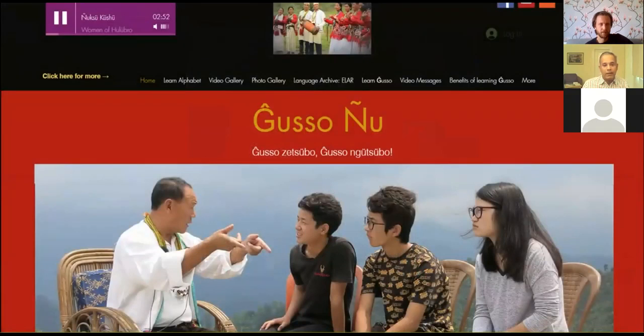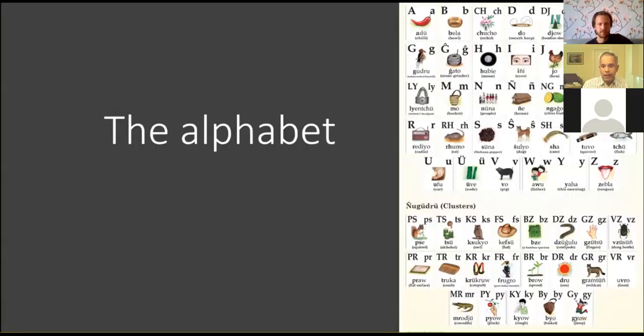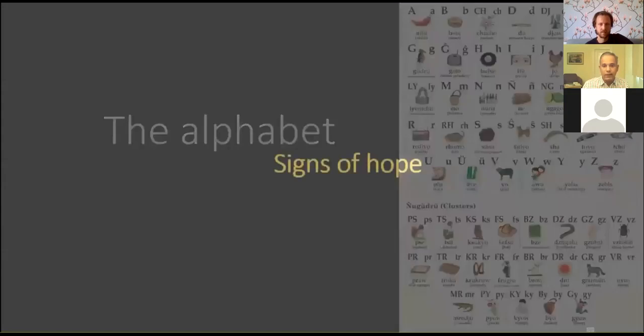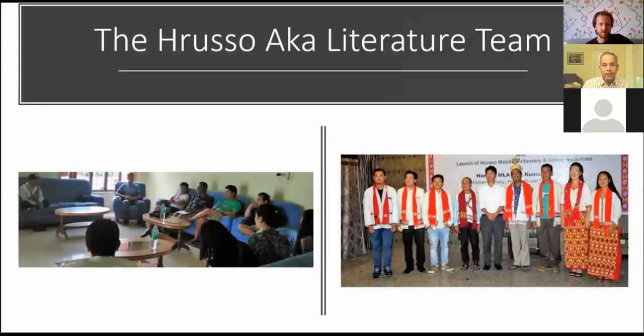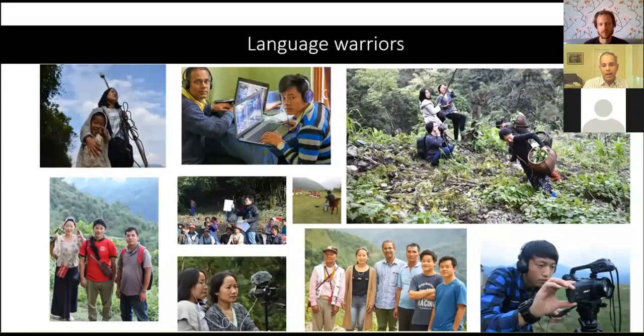This is our Hrusso website. In a rudimentary form, we are planning to strengthen it further. And this alphabet chart was released last year. And there are signs of hope for the language. We formed a Hrusso Aka literature team in 2017. And the team is working towards language promotion and language revitalization and producing original literature in the language. And these are our language warriors, enthusiastic youngsters, and also elders who have been constant companions in this work.